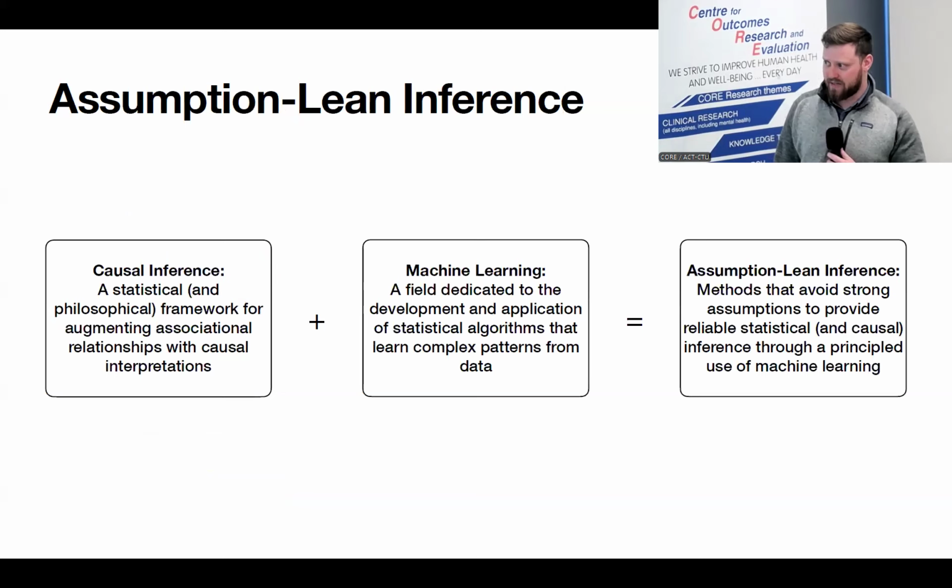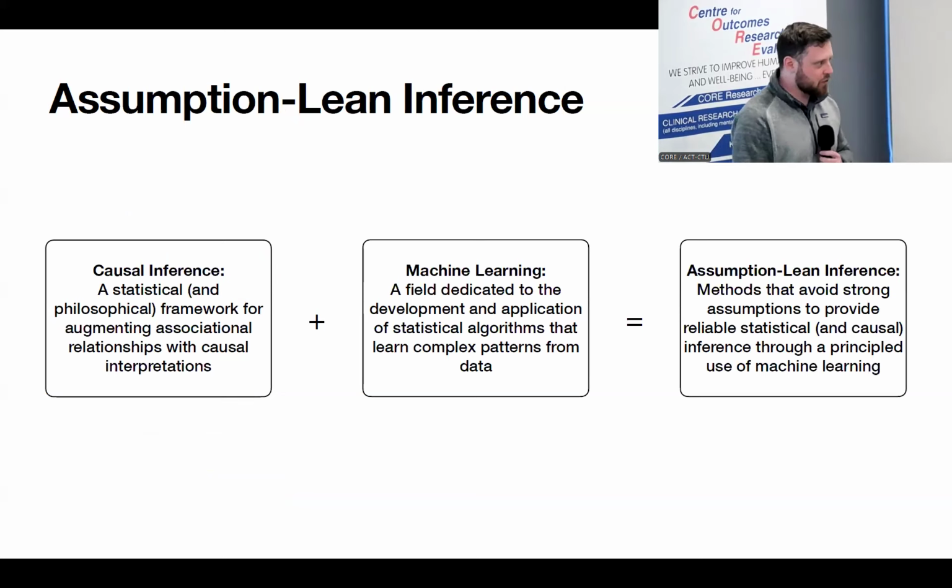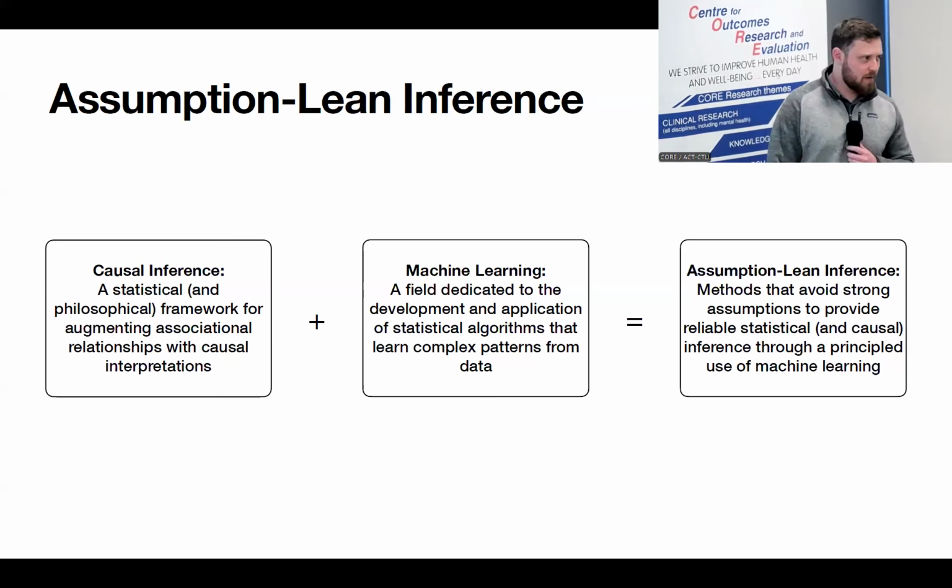So what is assumption lean inference? Well, it's a combination of two subfields of statistics: causal inference, which is nothing more than a framework for augmenting associational relationships with causal interpretations, and then machine learning, which is a field that's really dedicated to the development and application of algorithms that learn from complex data. And so when you combine the two, you get assumption lean inference, which is a set of methods that avoid making convenience assumptions about the data to provide reliable statistical inference and potentially causal inference through a principled use of machine learning.